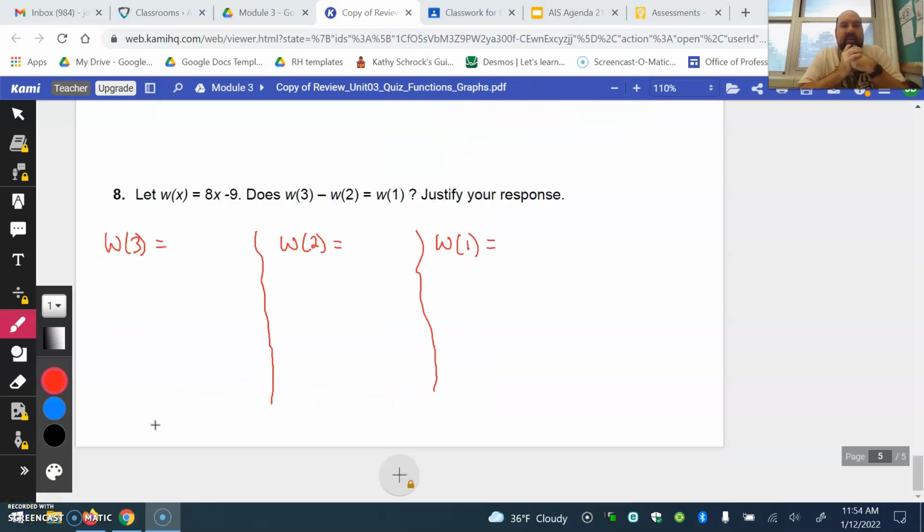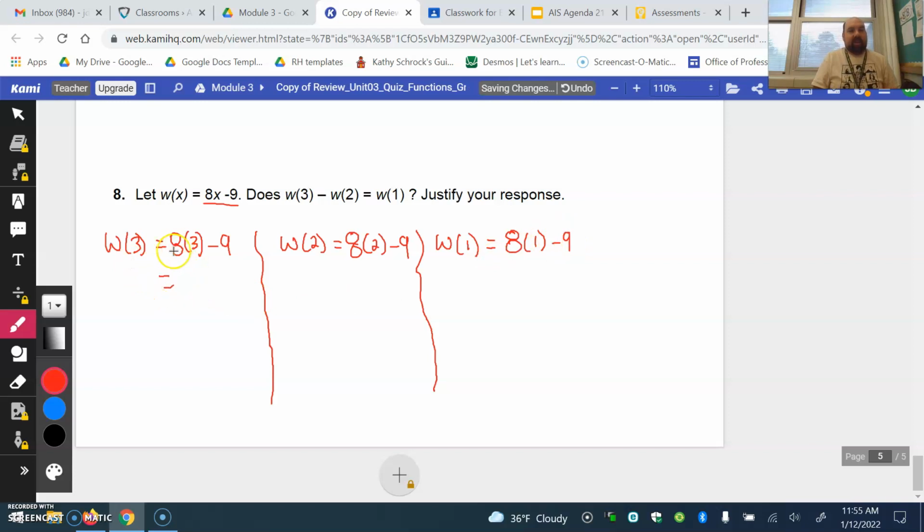Okay, question 8. Let w of x equal 8x minus 9. So we have our function. Does w of 3 minus w of 2 equal w of 1? You cannot just look at this and say, oh yeah, 3 minus 2 is 1. That is not how this works. You actually have to use this formula and substitute 3 in for x here, 2 in for x here, and 1 in for x here. Then you have to find what the answer is and see how this works.